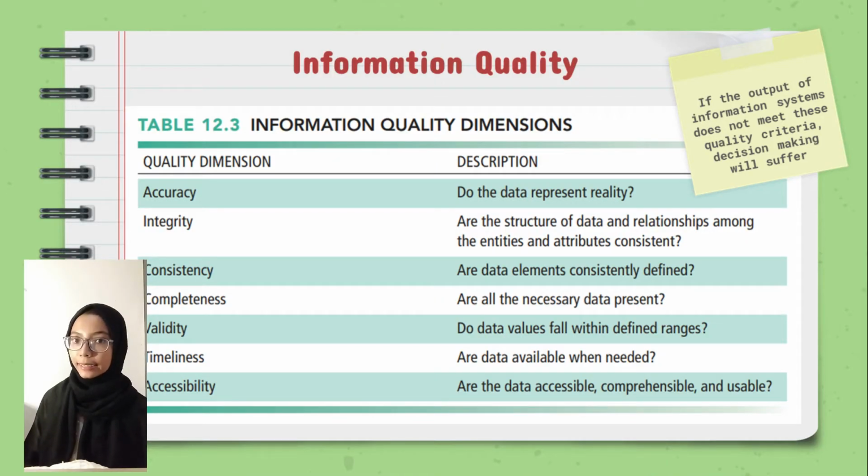The next topic is information quality. Here are the information quality dimensions. Every company's informational steps need to be able to answer these questions. That's why a lot of effort is needed to fulfill this dimension. If the output of information systems doesn't meet this quality criteria, decision making will suffer.